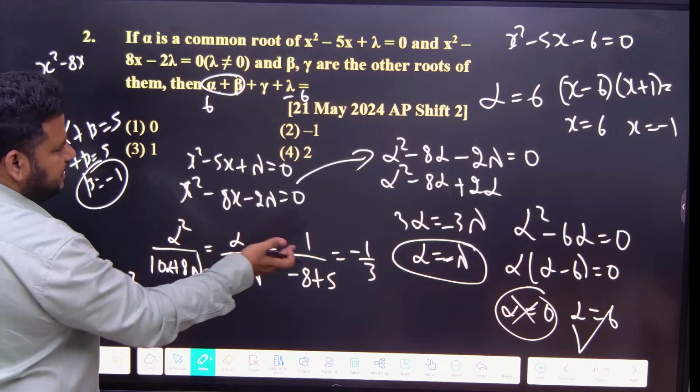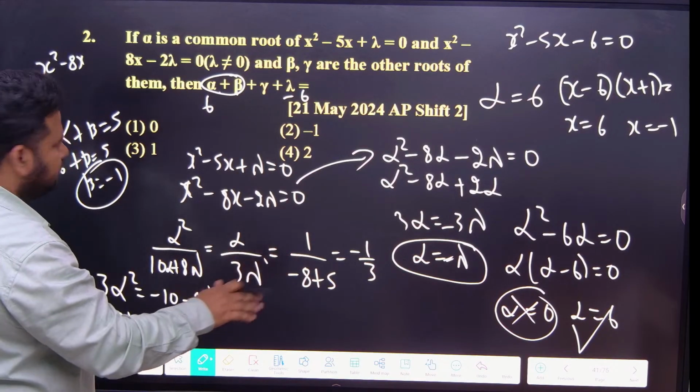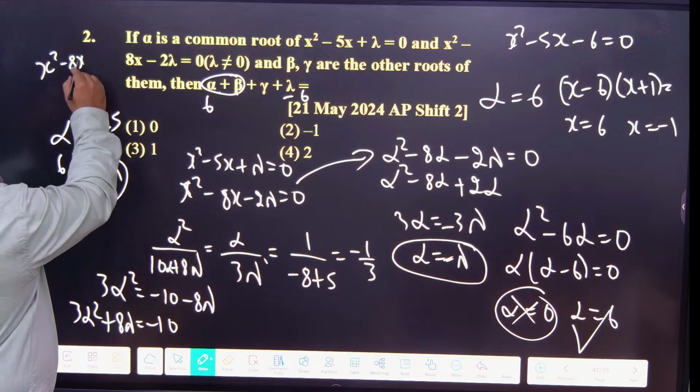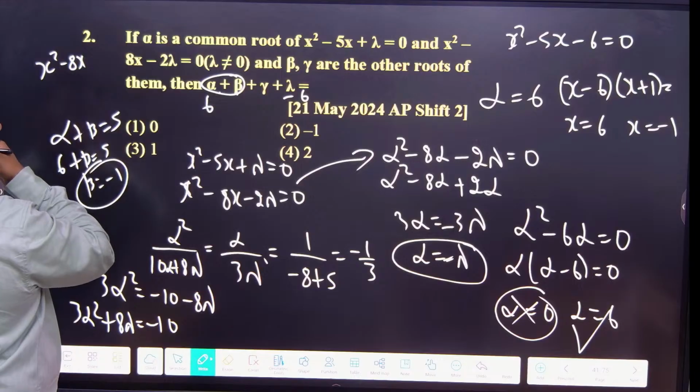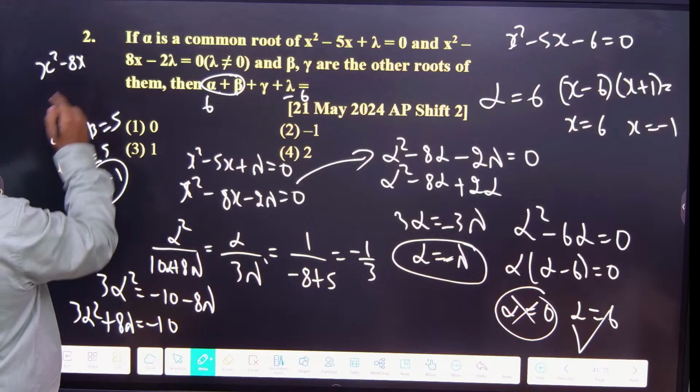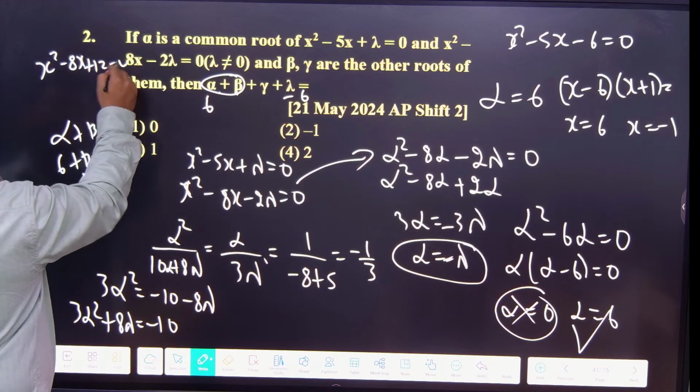But still alpha you will get it as equal to minus lambda only. So no problem, leave it. So x square minus 8x, it is correct, minus 2 into lambda. 2 into lambda, what is the value we got? Minus 6. So this is plus 12 is equal to 0.